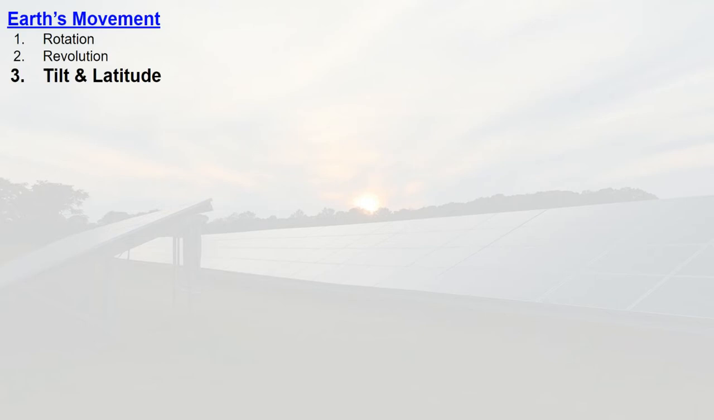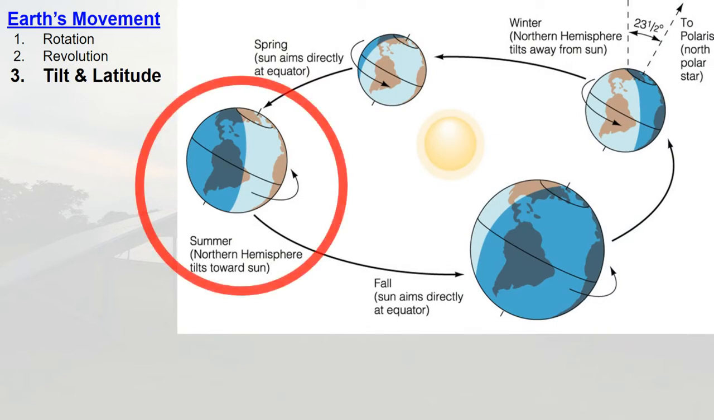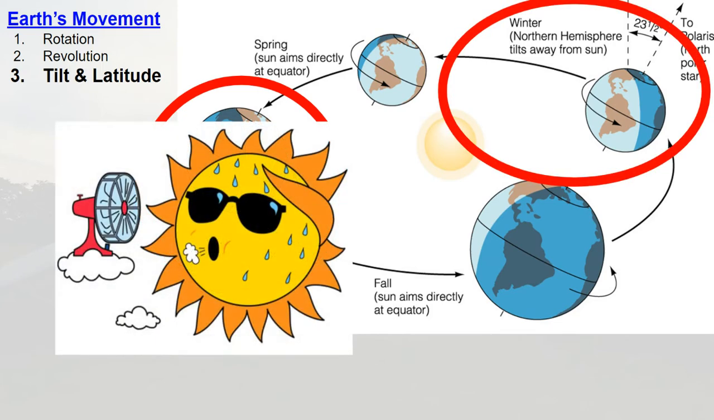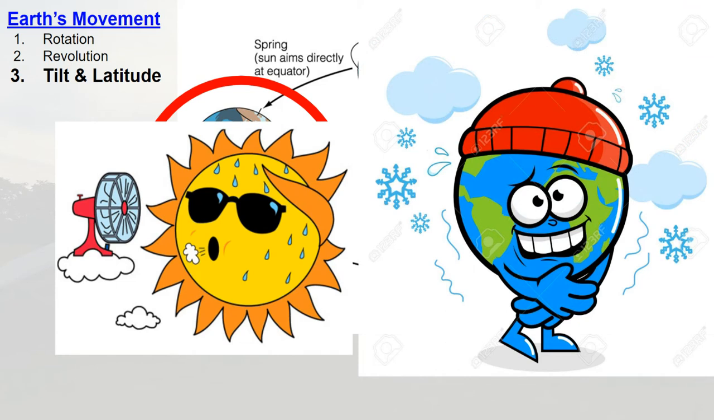The final factor geographers study when looking at climate in areas is tilt and latitude. At any given time of year, some locations on Earth are tilting away from the sun, and others are tilting toward it. Places tilting toward the sun receive more solar energy and experience warmer temperatures. Those tilting away, yep, you guessed it, experience cooler temperatures.